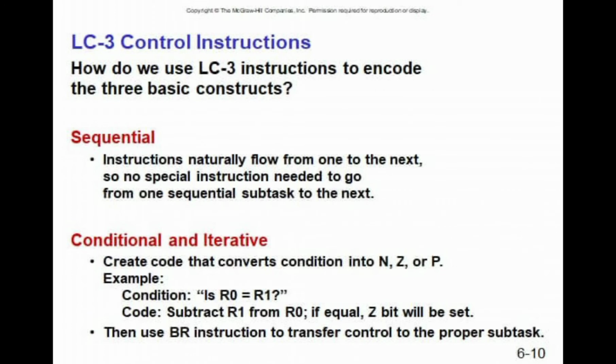Create code that converts the condition into N, Z, or P. Example, the condition is whether R0 is the same as R1. Code to subtract R1 from R0: if equal, the Z bit will be set. Then use the BR instruction to transfer control to the proper subtask.